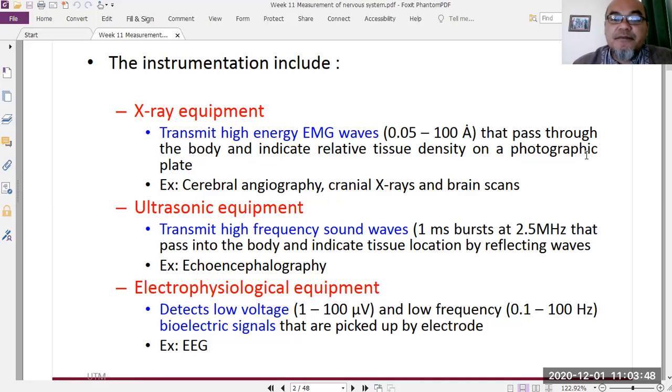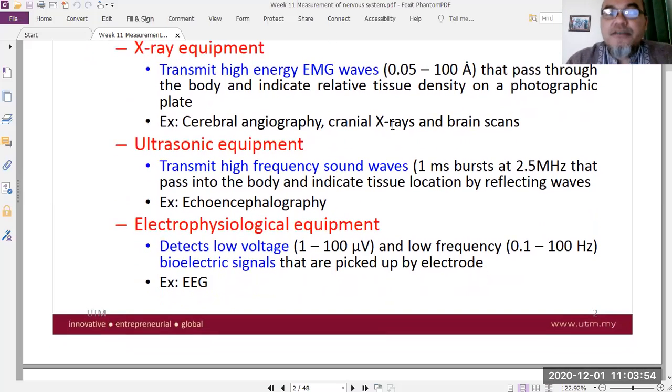as for brain scans. Ultrasonic equipment, although it is not that popularly used for brain analysis, can nevertheless also be used. It can transmit a high frequency sound wave with a 1 millisecond burst at 2.5 megahertz frequency, pass into the body, and indicate tissue location by reflecting waves. Basically, this is similar to the ultrasonic equipment used to image other parts of the body. But if it is used to image the brain, we call it echoencephalography.